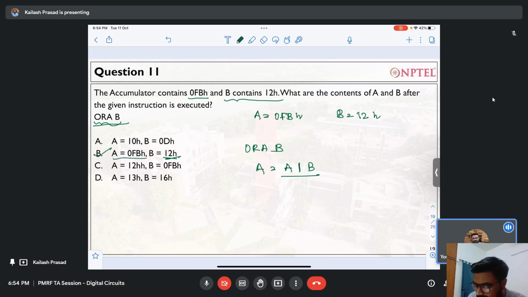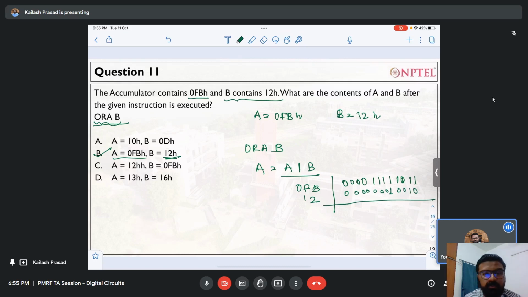Okay, so if I write 0FB, 0FB will be XORed with what, 12. Let me write it in binary. It will be 0000, F is 1111, B is 1011, right? So this will be B, and 12 is 0000, then 0001, then 0010. Okay, and it's an OR operation.